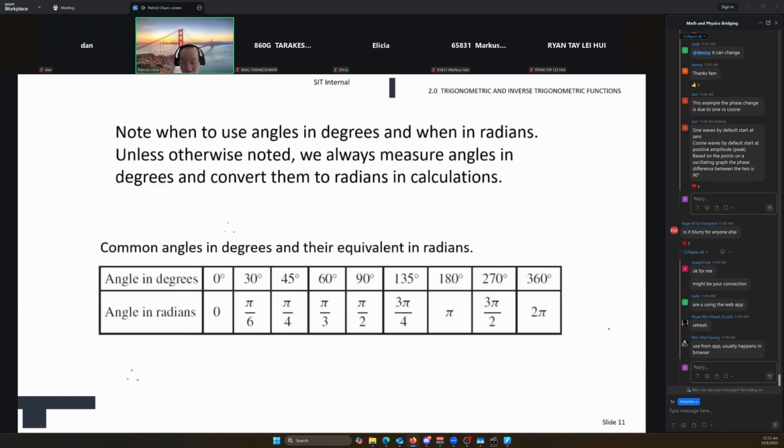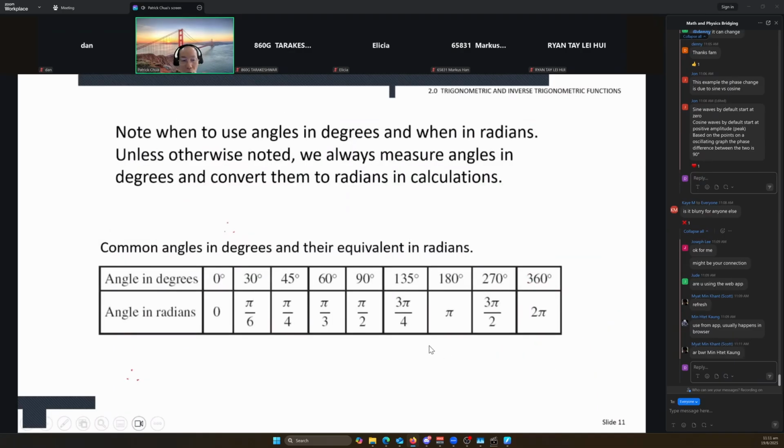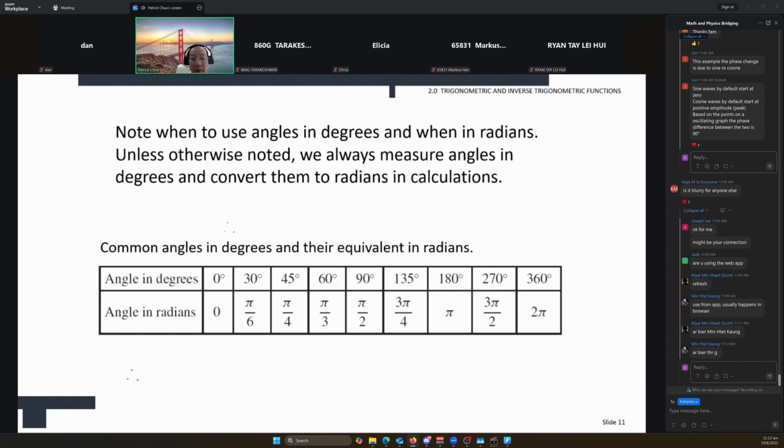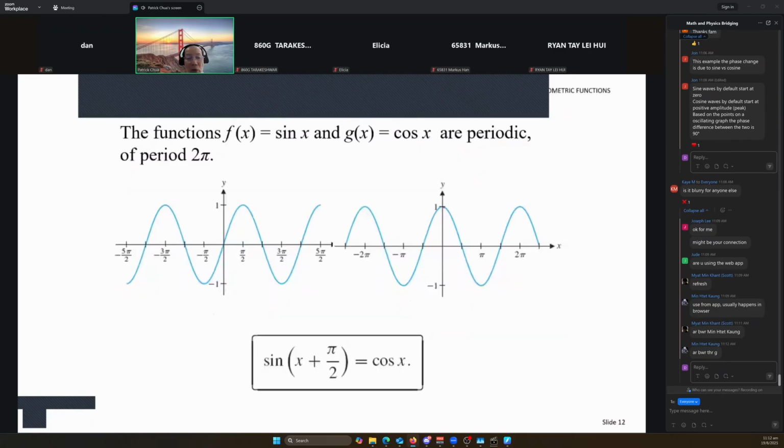Right. So the conversion of degree to radian is shown here, the equivalent of degree in radian form. For example, 30 degrees is pi over 6, 90 is pi over 2, 180 is pi radian, 360 is 2 pi radian. Okay, so the conversion is always easily done. Okay, so much about radian and so on and so forth.